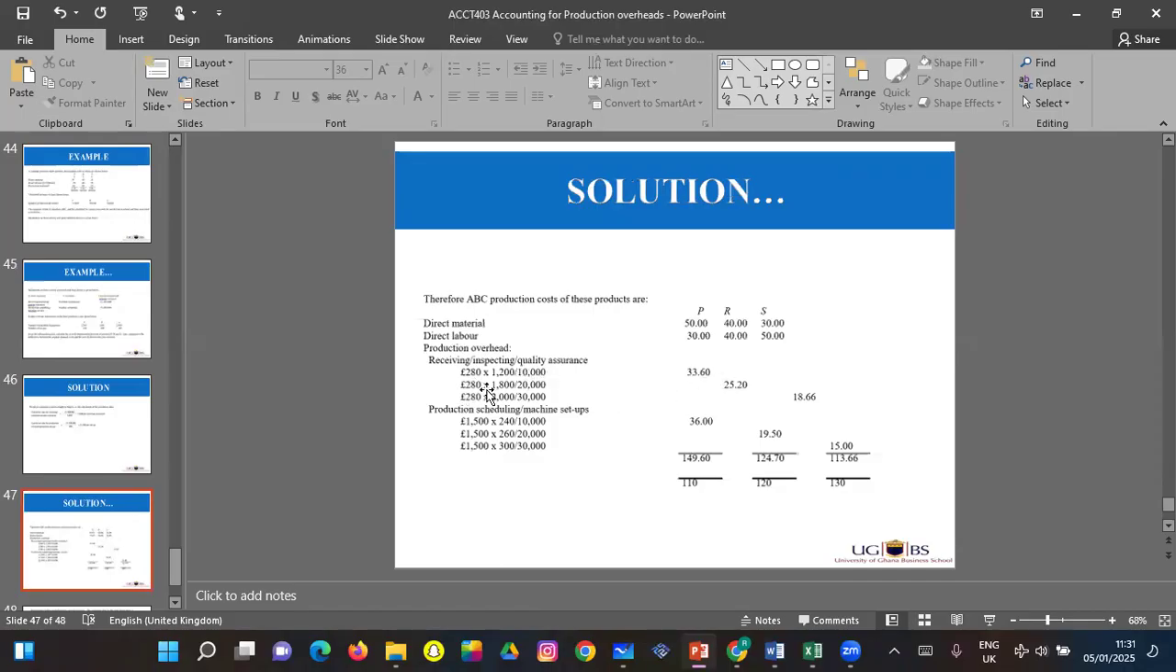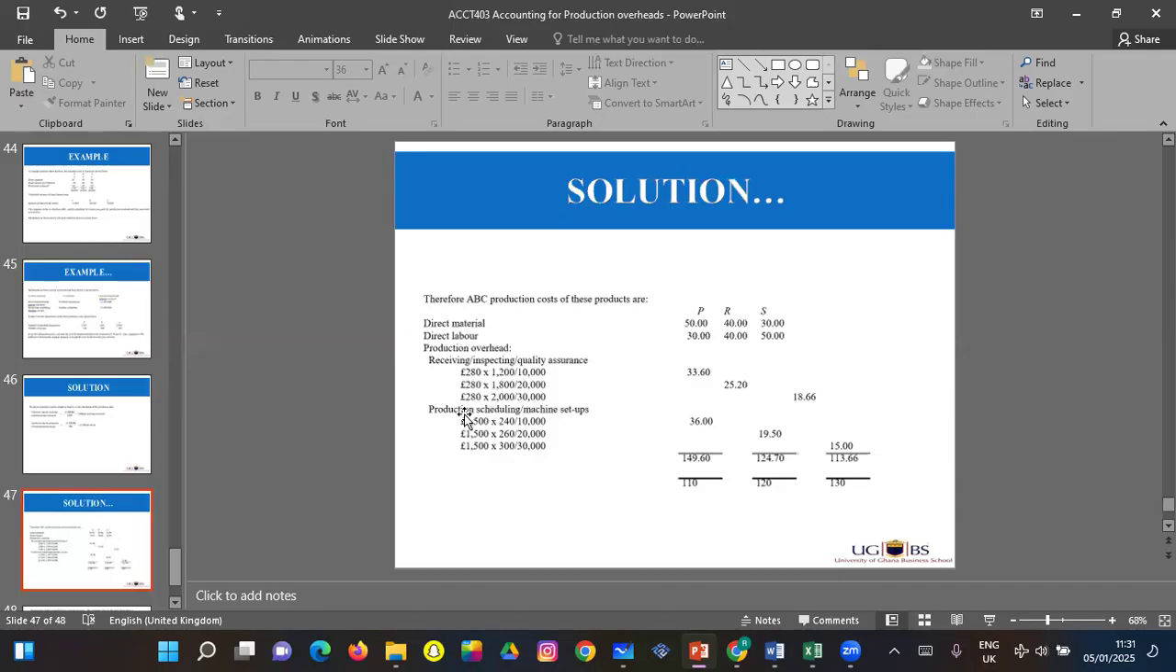You do the same thing for product R, which is going to be the CDR rate times 1,800 divided by each unit produced, which was the 20,000 units. Then you get this. Then you do the next one too for product S, 280 times 2,000 divided by the units produced. You get this. That's the first overhead you get for the receiving and inspection or quality assurance.